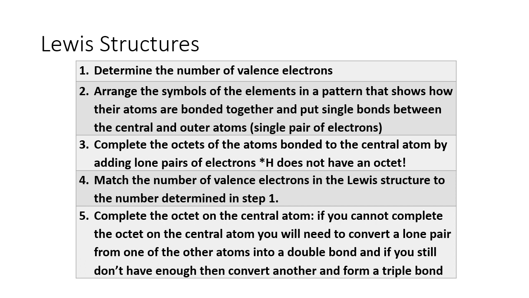So 5, complete the octet on the central atom. If you cannot complete the octet on the central atom, you need to convert a lone pair from one of the other atoms into a double bond. And if you still don't have enough, then you go and convert another one and form a triple bond. So let's do an example.